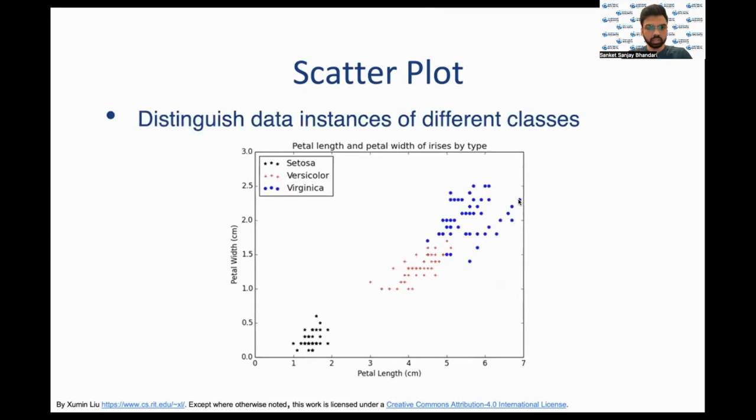Here we can see an example of scatterplot where we are distinguishing the data instances of different classes. This shows the three different types of iris based on their petal length and petal width values. The records of the same type are clustered together in the figure.